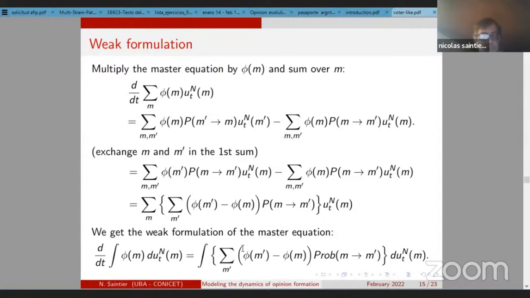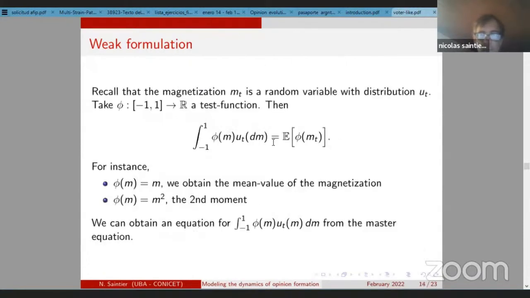But you can see that now the good thing is, what is this integral concretely? What kind of information will this integral give me? Recall that u_t here is just the distribution of the magnetization. Okay, so the probability distribution of the magnetization. It tells you the magnetization will take this value with that probability, right? So we can think of this integral here just as an expected value, right? And phi is just some quantity we could observe at the macroscopic level.